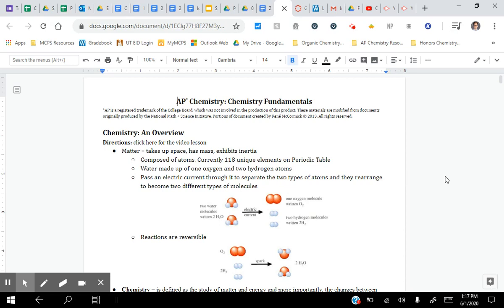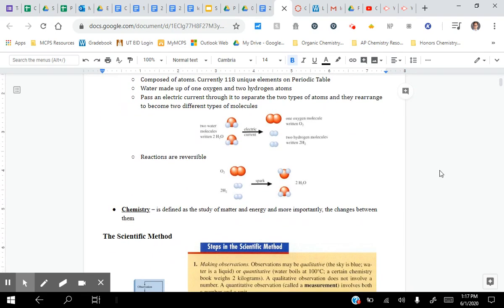Water, for example, is made up of one oxygen and two hydrogen atoms. It has a formula of H2O. And if you pass an electric current through water, you can separate it into its constituent atoms, which would be one molecule of oxygen and two molecules of hydrogen for every two molecules of water that you split up. If you've taken a chemistry course before, yes, that is a balanced equation that I just talked about. 2 moles of water gives 2 moles of hydrogen and 1 mole of oxygen.